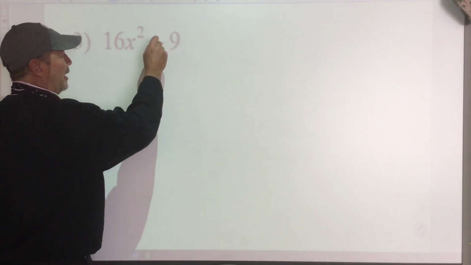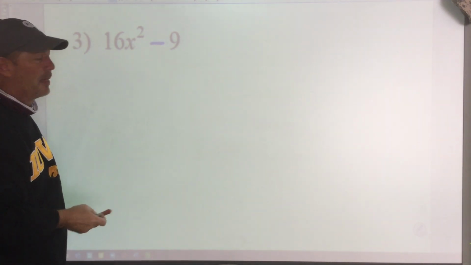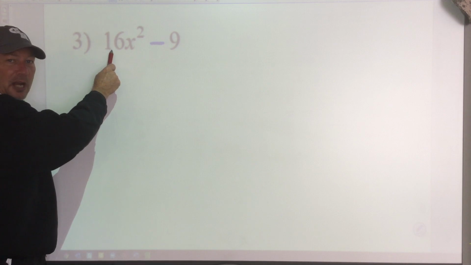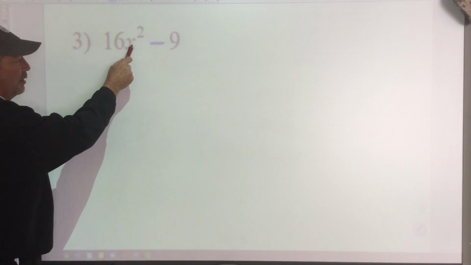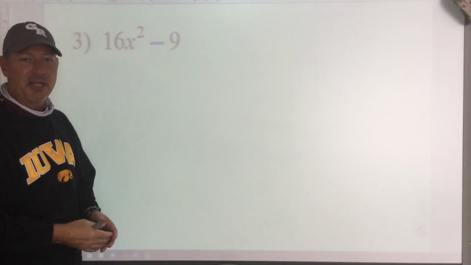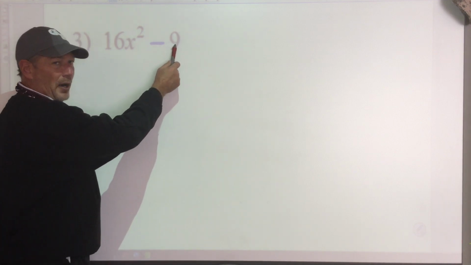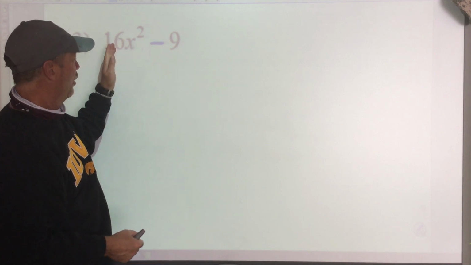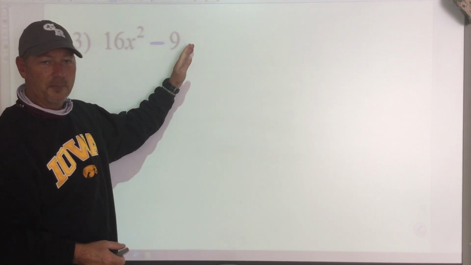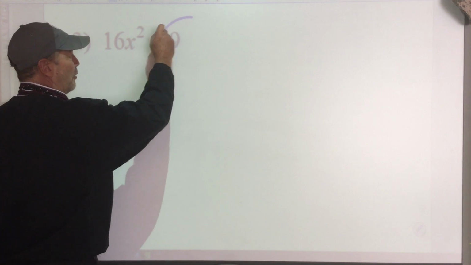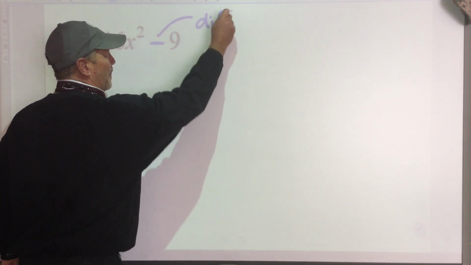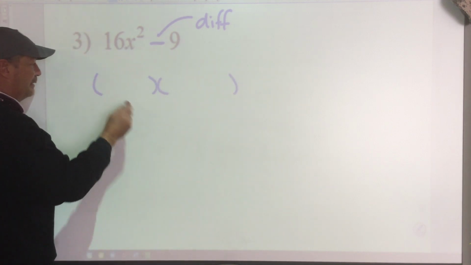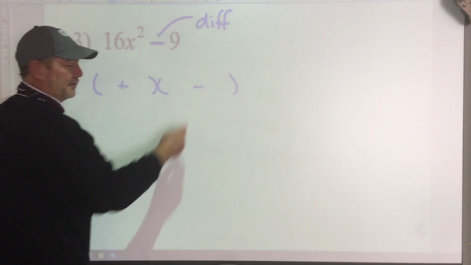I see the minus sign. I know it's the difference, but is this a square? Yes. 16 is a square. It's 4 times 4. Is this a square? Yes, it is x times x. Is this a square? Yes, it is 3 times 3. So this is the difference of two squares. So we know that this is a negative, so our signs are going to be different. So our parentheses, somebody has to be positive, somebody has to be negative.